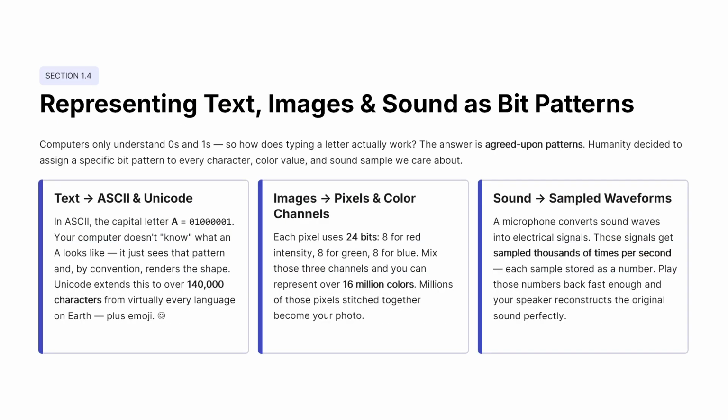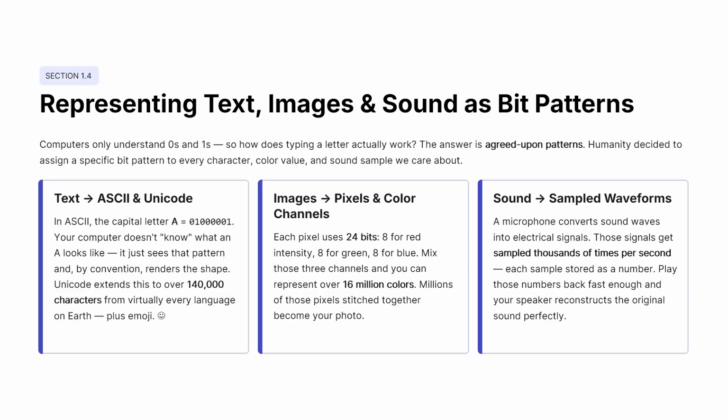Here's the question that used to confuse me when I was first learning this stuff. Computers only understand zeros and ones. But I'm typing letters. How does that work? The answer is agreed-upon patterns. Humanity got together and said, let's assign a specific bit pattern to every character we care about. ASCII, American Standard Code for Information Interchange. One of the earliest and most widely used character encoding systems.